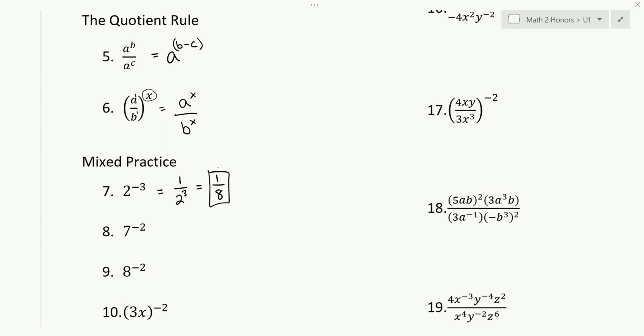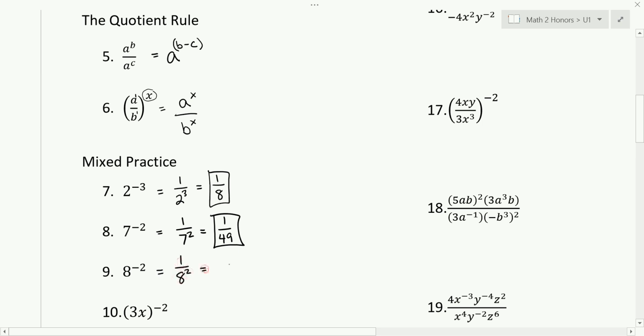Okay. 8, 7 to the negative 2. Someone else? Someone else? 7 to the negative 2. Yes. Not 14, but good job. Very good. Kaylin, right? Thank you. Very nice. Number 9. Someone else? Turner. Nice. Okay.